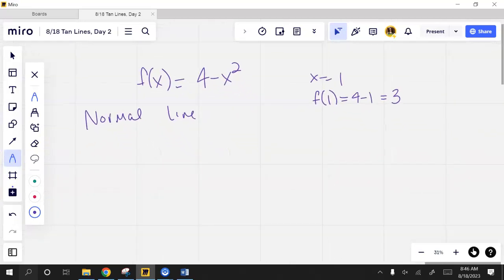All right, let's do the slope. Let's do the slope of the tan line when x equals 1 first. Then we'll do the opposite reciprocal to get the normal. All right, so we'll do the limit as h goes to 0 of f of 1 plus h minus f of 1 over h.